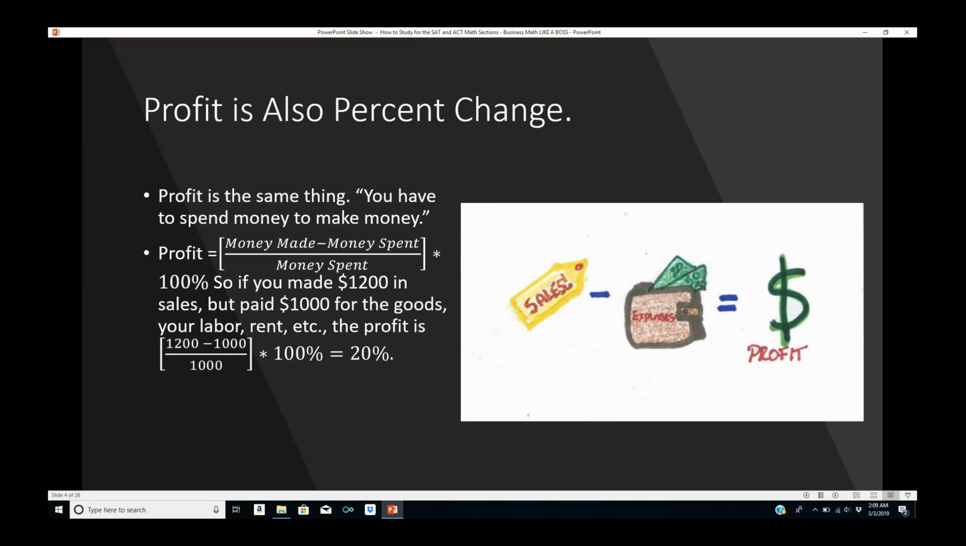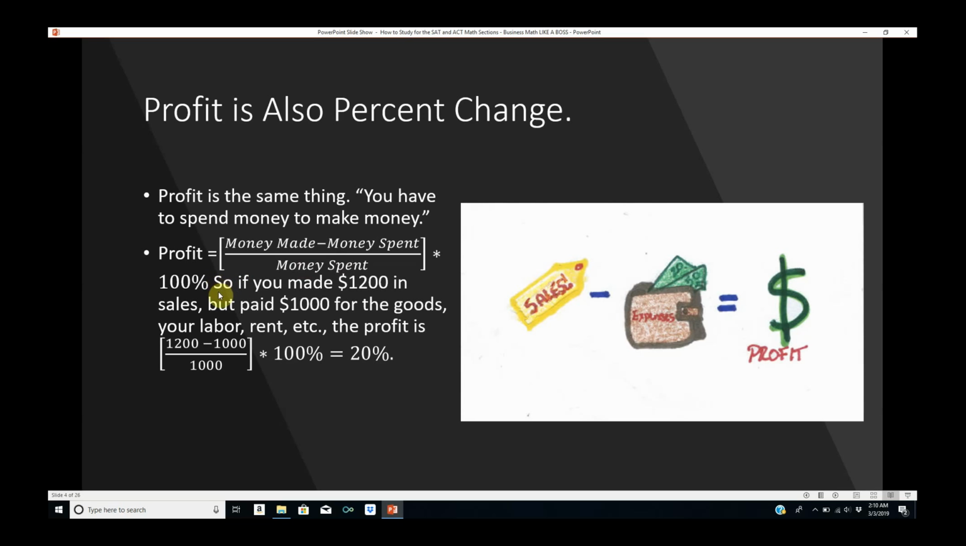So profit is also percent change. For example, to make a profit, you have to spend money, so you're going to have expenses. In this diagram, we can see sales of your product minus the expenses it took for you to market and distribute your product is going to be your profit. So your profit is the money you made, your total gross income, minus the money spent, over the money spent, times 100%. It's the same thing as the percent change: the money made minus the money spent over the money spent times 100%.